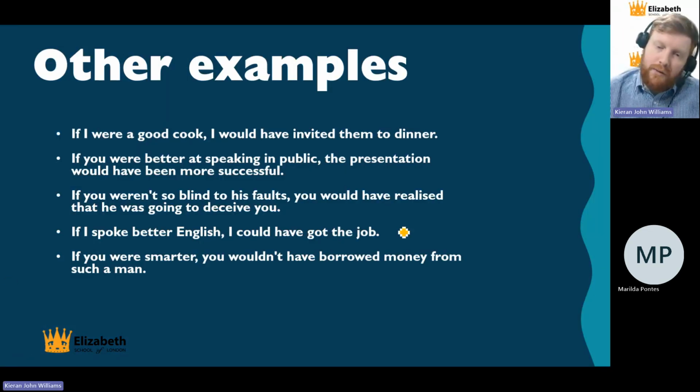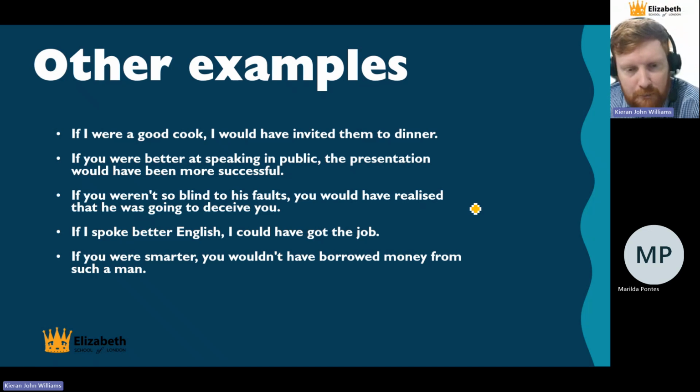So here are some other examples that can help to make it clear. If I were a good cook in the present, I would have invited those people to the dinner at the weekend. But because I'm not a good cook, I didn't invite those people. In the next one, if you were better at speaking in public, the presentation would have been more successful. So this friend is not very good in the present at speaking in public. Therefore that presentation in the past was a little bit of a disaster.